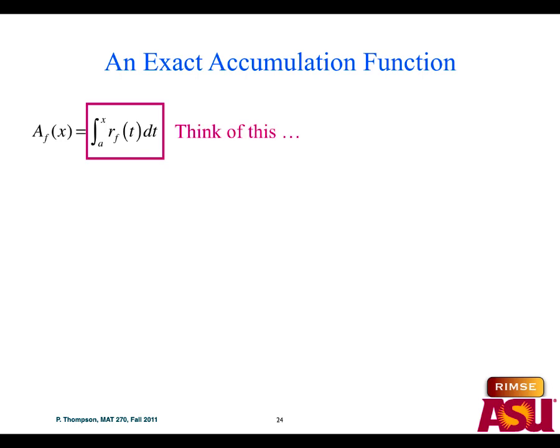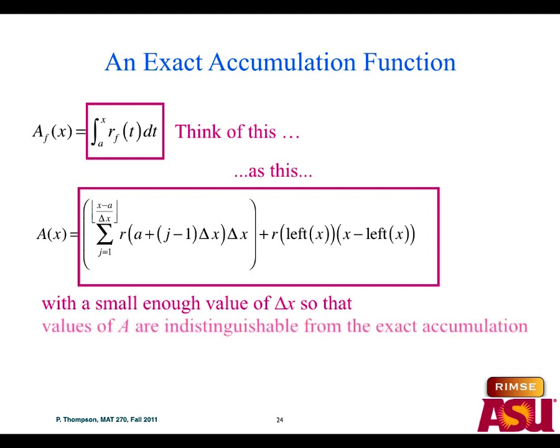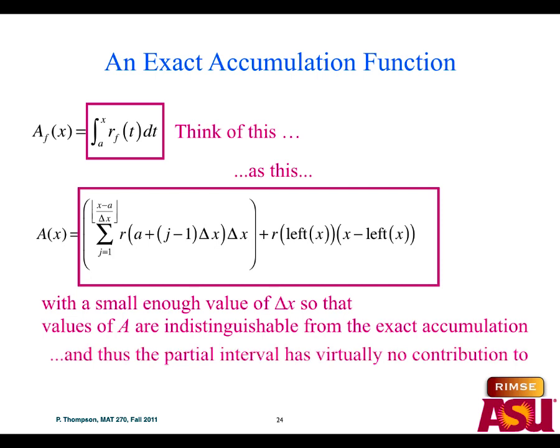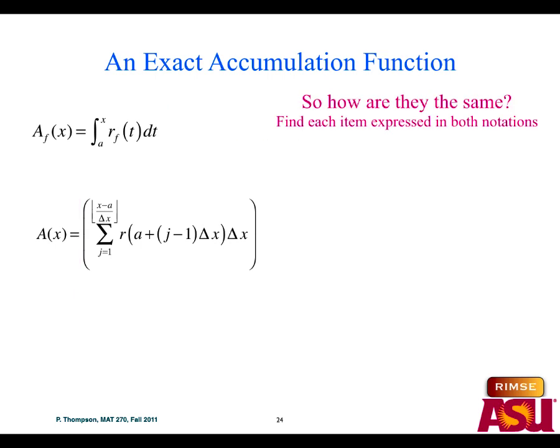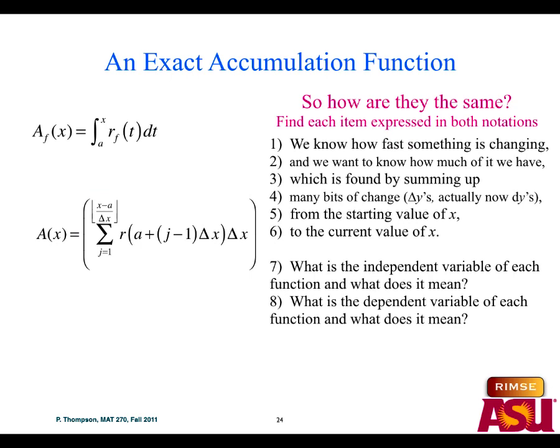So we introduce integral notation here, and we're going to think of that as this. It's really the same thing as this, with a small enough value of delta x so that values of A are indistinguishable from exact accumulation. And so then this partial interval really has no contribution. They're all super small intervals, and so the partial interval, we can really just get rid of that. And then we ask them to see, how are these the same? So this is what we're doing.